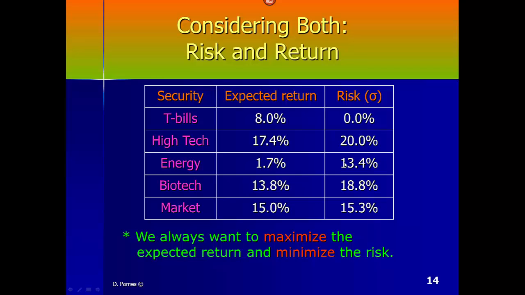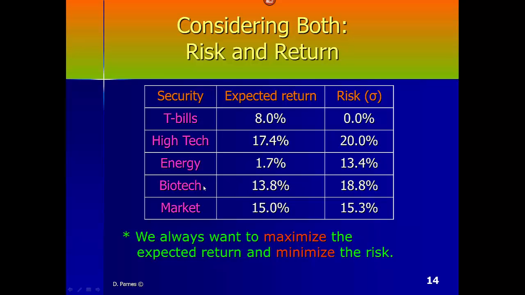So in this example, we can see that T-bills beats energy on both dimensions at the same time. Treasury bills give you higher expected return, 8 versus 1.7, and at the same time lower risk, 0 versus 13.4. So if you need to choose only one investment alternative out of this table, definitely T-bill is better than energy, so you can exclude energy.